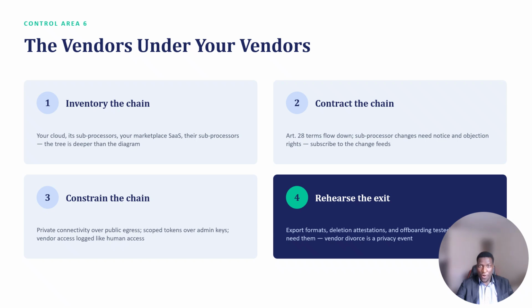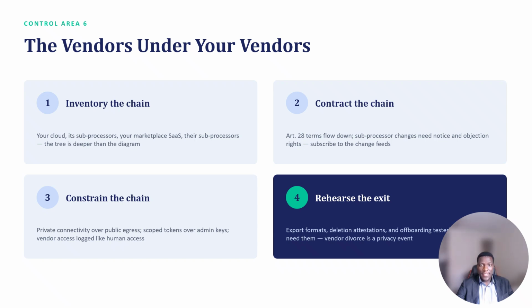You can do this with 4 moves. First of all, inventory the chain. Your cloud is a sub-processor, your marketplace SaaS is too, and theirs is always deeper than the architectural diagram admits. Next, contract the chain. Article 28 terms must flow down, and sub-processor changes should come with notice and objection rights. Actually, subscribe to those change feeds. That's what they are there for.